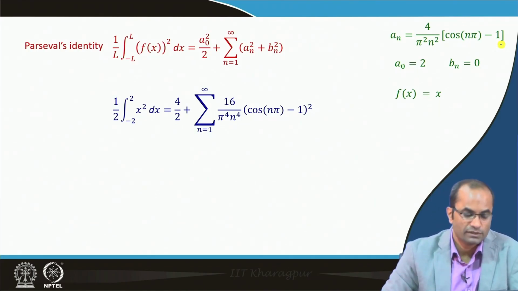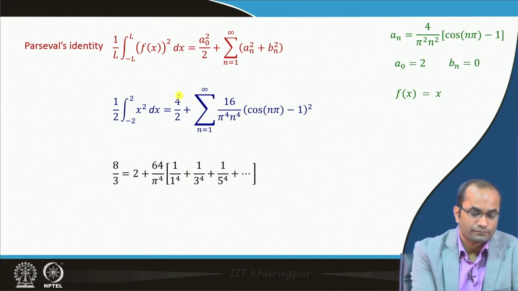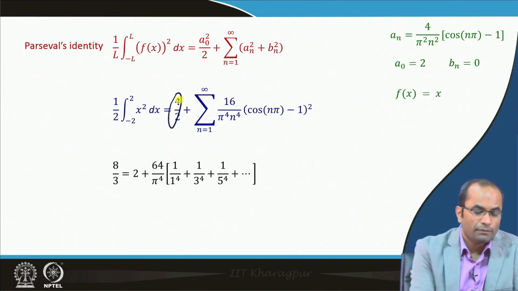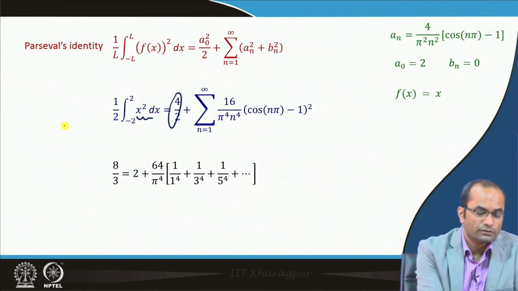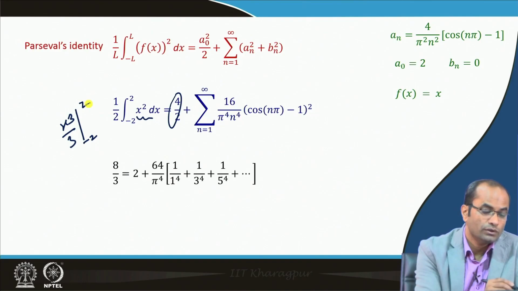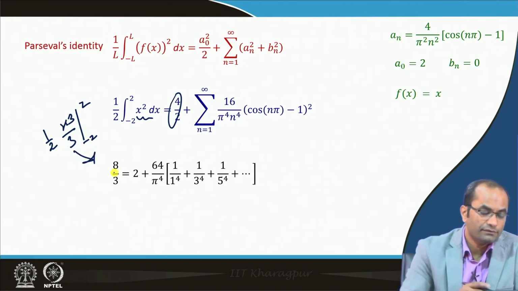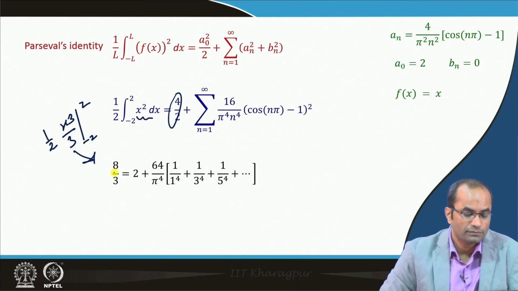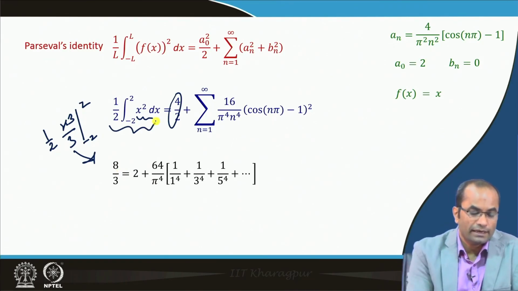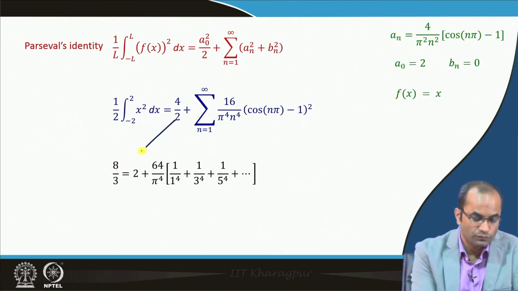So, this is Parseval's identity, which we can simplify a bit more. Here we have x square, so the integral is x cube by 3, evaluated from minus 2 to 2, and the half is also sitting there. So, we can simplify this and we get 8 by 3 on the left hand side, and on the right hand side we have 2 coming from here, and then we have this.